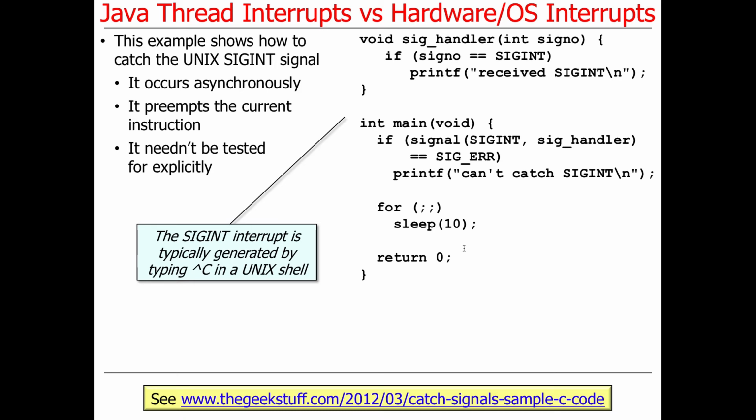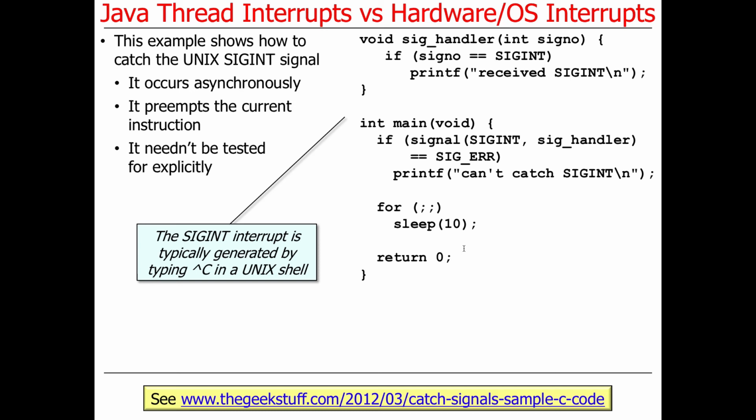Here's a real simple example showing how a program might catch the SIGINT signal in Unix. SIGINT is something you can use to tell a program you want to interrupt it. So if you have a program that's running, you can typically hit Control-C, and that will interrupt the program. This occurs asynchronously. It preempts the current instruction, and it isn't tested for explicitly, typically.